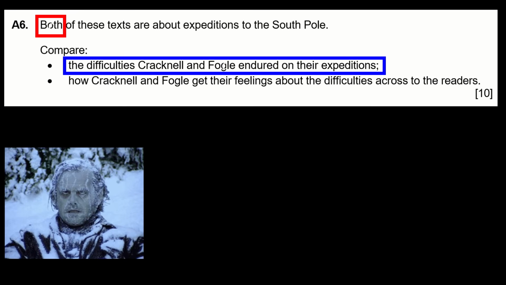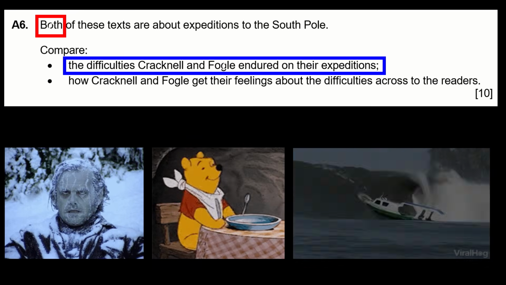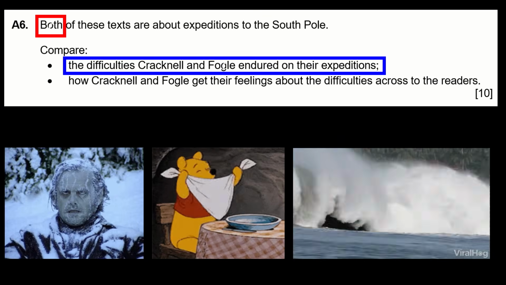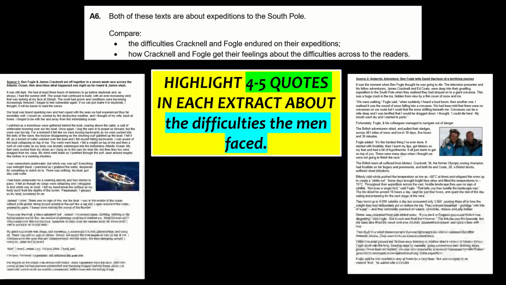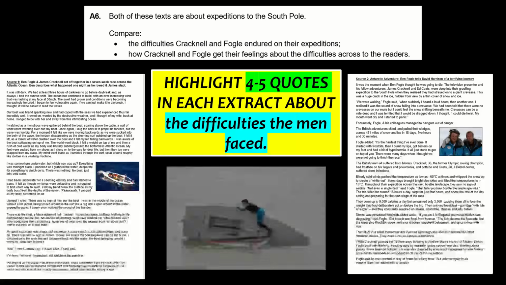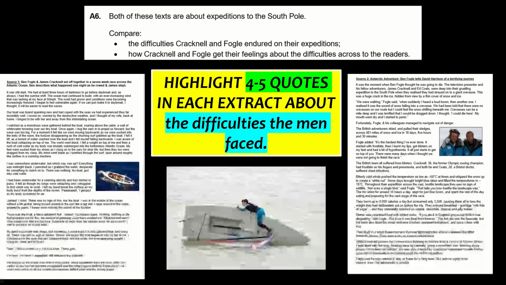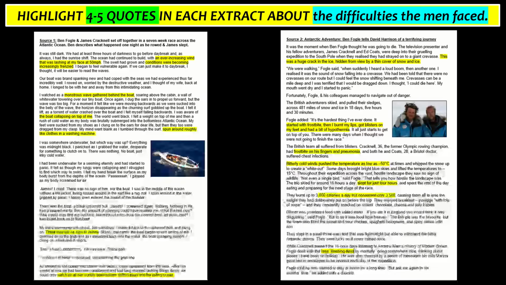Okay, so again, if you went through the extracts, anytime they were really cold, or were they hungry, or the boat capsized, any sort of negative things that went on, this is what the question's looking for. So again, this time now, you're looking for 4 or 5 quotes in each extract about what difficulties the men faced. Highlight them like this, and then same again, put them into a sentence.